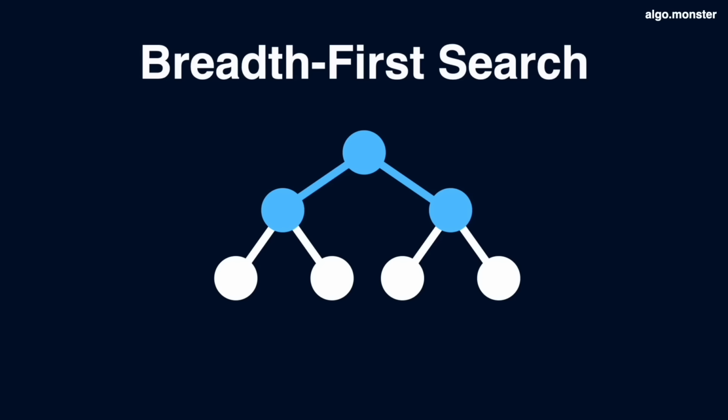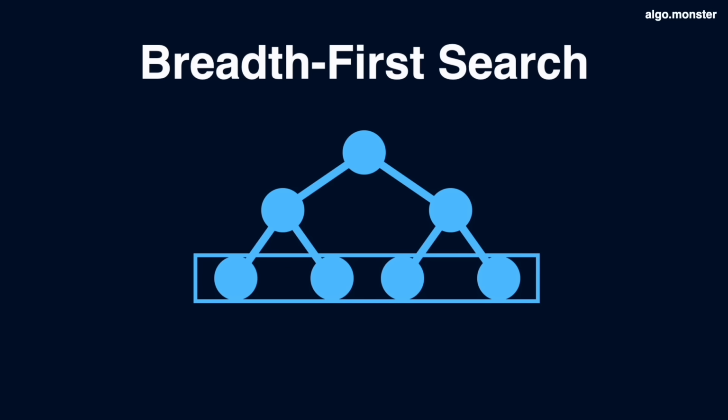BFS, breadth first search, is one of the most common and powerful patterns for traversing nonlinear structures like trees and graphs. The core idea is this. You explore the structure level by level, start at the root or source node, then visit all its neighbors, then all their neighbors, and so on, before going deeper.